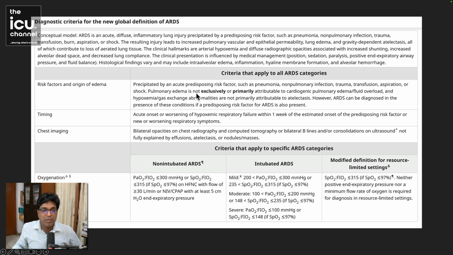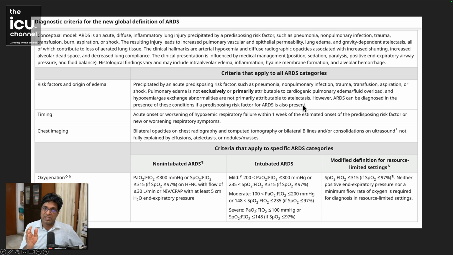So, pulmonary edema is not exclusively or primarily attributable to cardiogenic pulmonary edema or fluid overload, and hypoxemia and gas exchange abnormalities are not primarily attributable to atelectasis. Suppose a patient is lying down for a longer period of time, or there is a trauma, or there is a basal atelectasis. We cannot say that this hypoxemia is due to atelectasis. There has to be something. So this line is very important. However, ARDS can be diagnosed in the presence of these conditions if a predisposing risk factor of ARDS is also present.